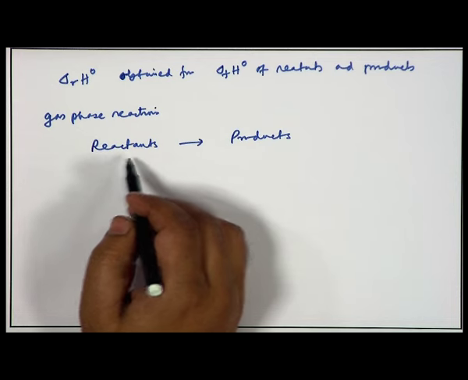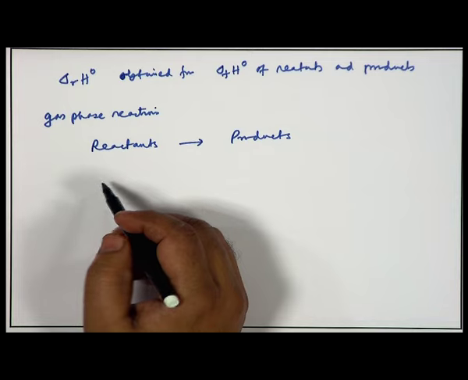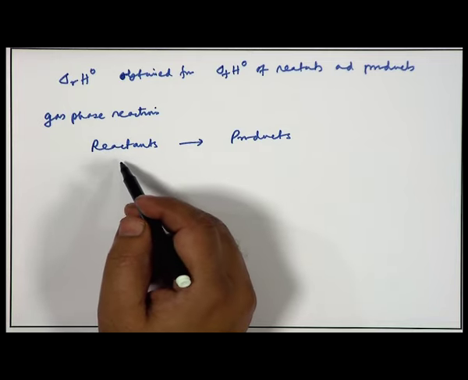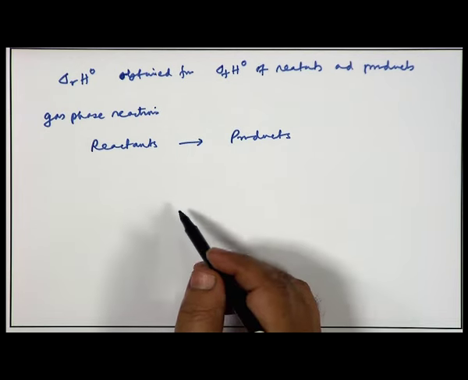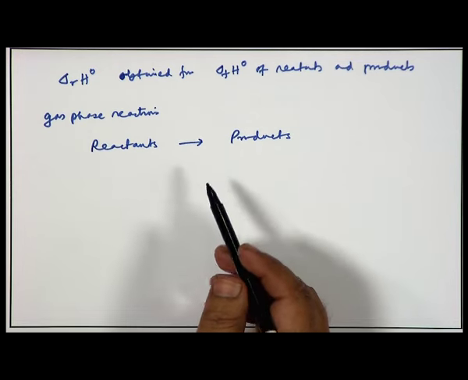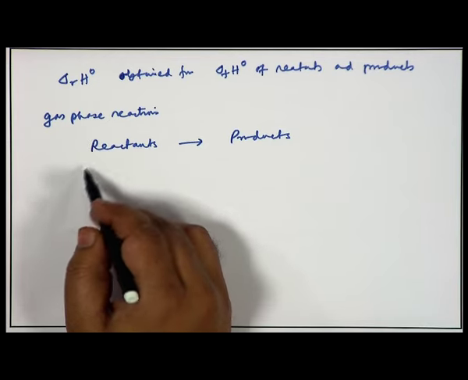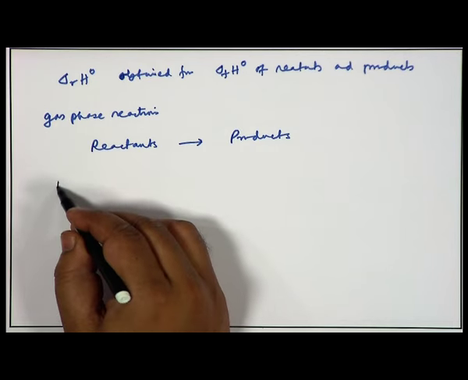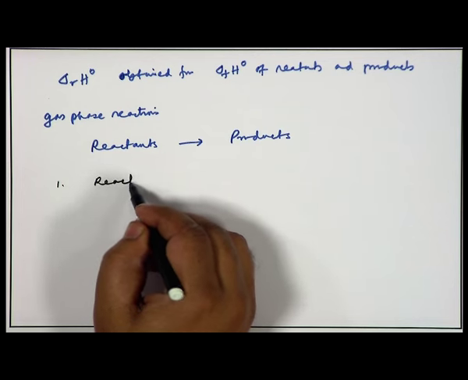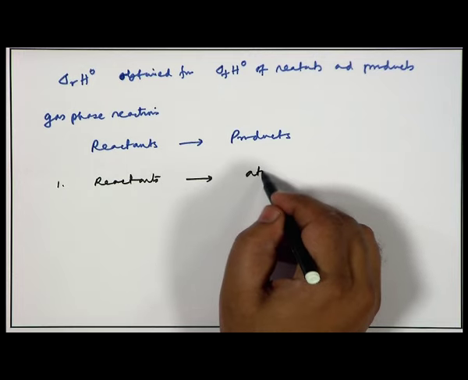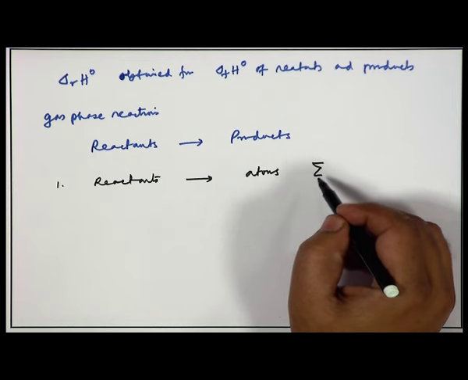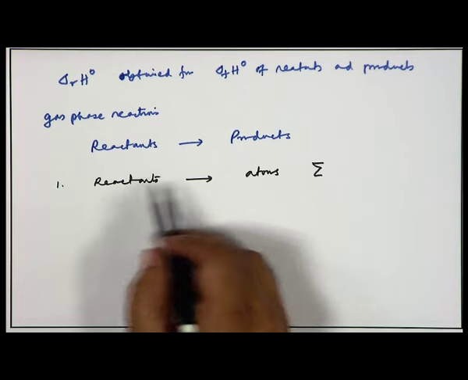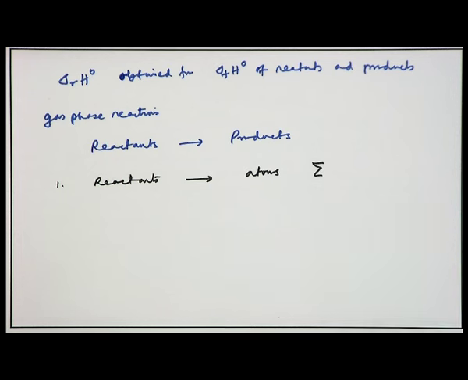Now, what we can think of is, instead of reactants directly forming products, the reactants' bonds are broken into atoms in the gas phase, and then from those atoms in the gas phase, the product is formed. So, we can break this into two different reactions. One is the reactants to atoms, all in gas phase. I am not writing gas phase again and again. Now, in this case, it will be the summation of the bond enthalpy, because the reactants are getting broken into the gas phase. That is what we defined as the bond energy.